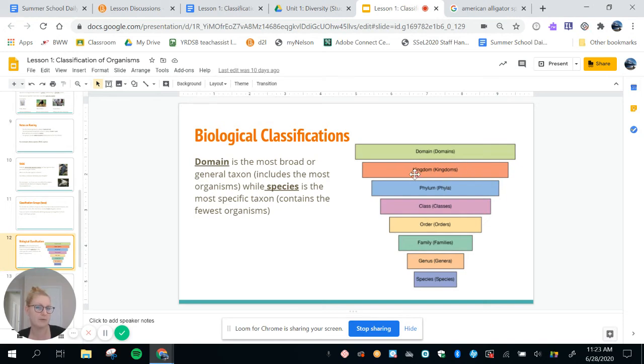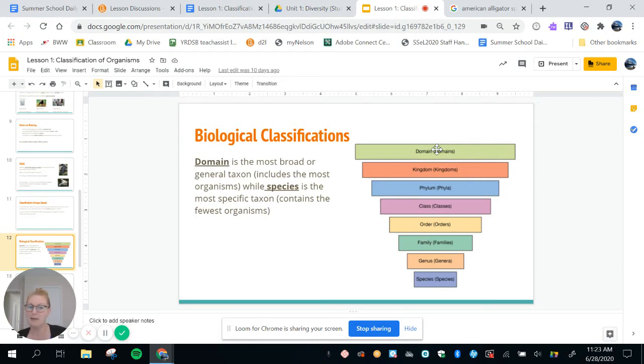I also said something about kingdom. Kingdom being like, are you part of the animal kingdom? Are you part of the plant kingdom? And so forth. So I want to just explain to you why I've put this image here. This image is essentially a pyramid of organizing organisms. So species has the fewest members. In other words, a domain will have the largest number of members.